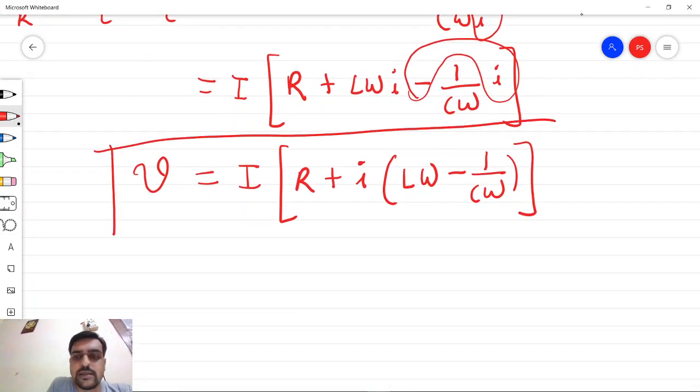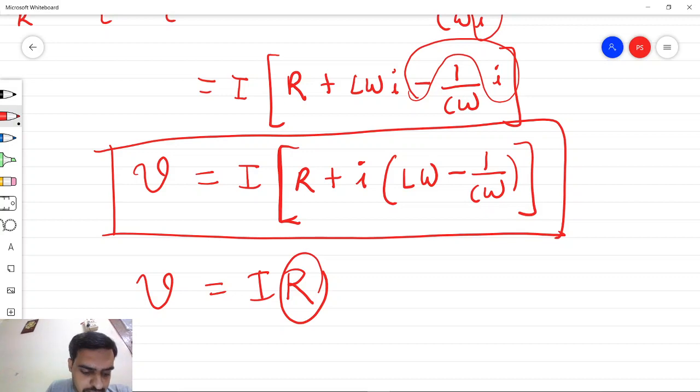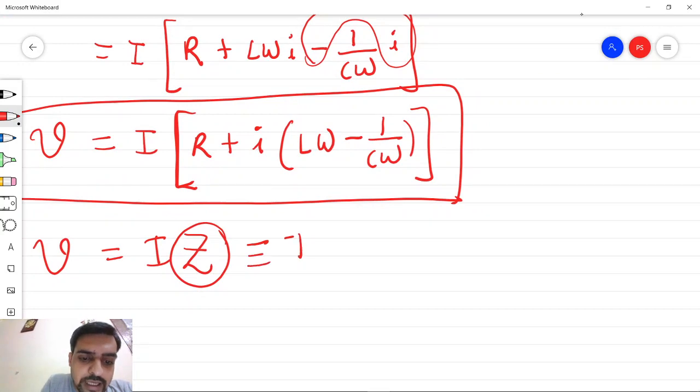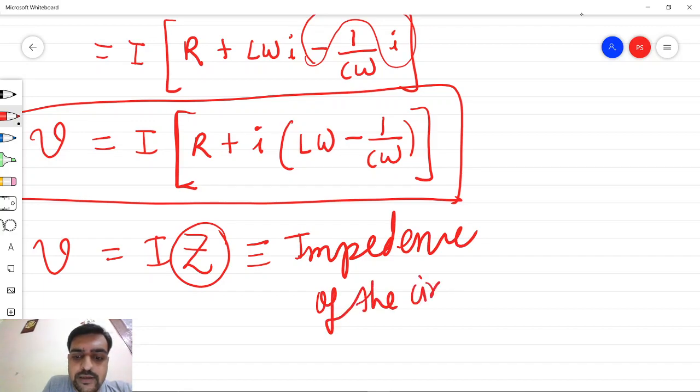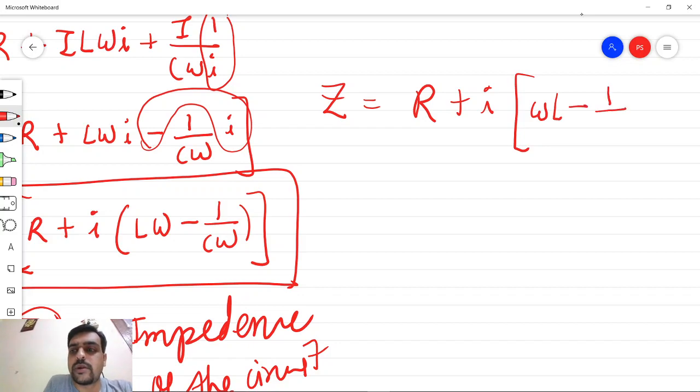Now this expression looks very familiar with the Ohm's law, but instead of the resistance value R, now we have a complicated expression, and this expression is called as, so instead of R, let us write it as Z. Now do not confuse this Z with the complex number Z. This Z is called as the impedance of the circuit, and this Z is equal to R plus I times omega L minus 1 upon omega C.